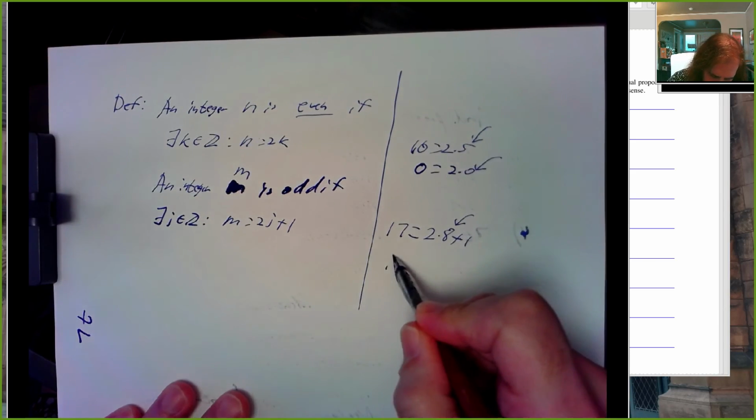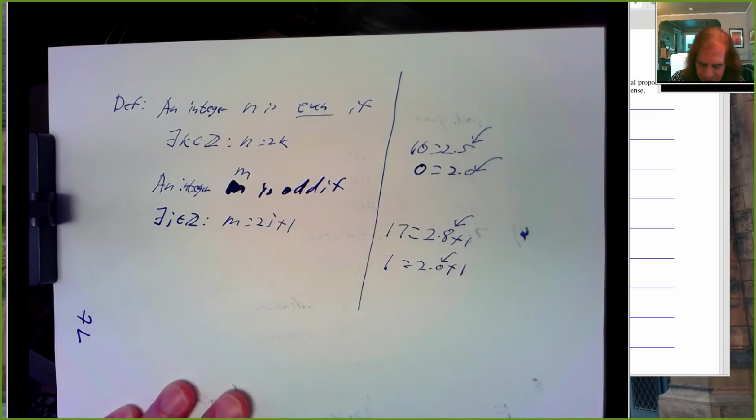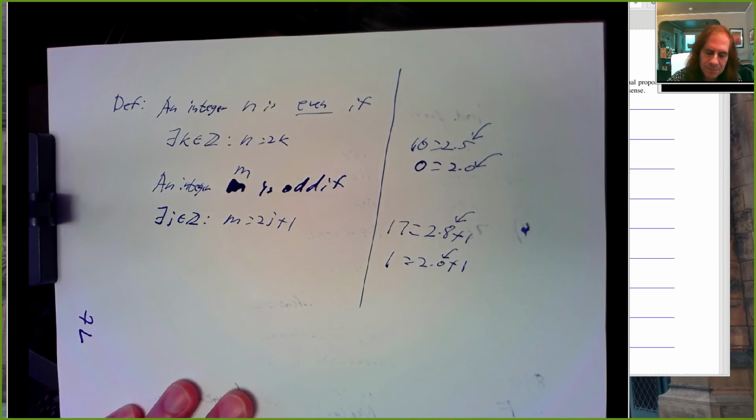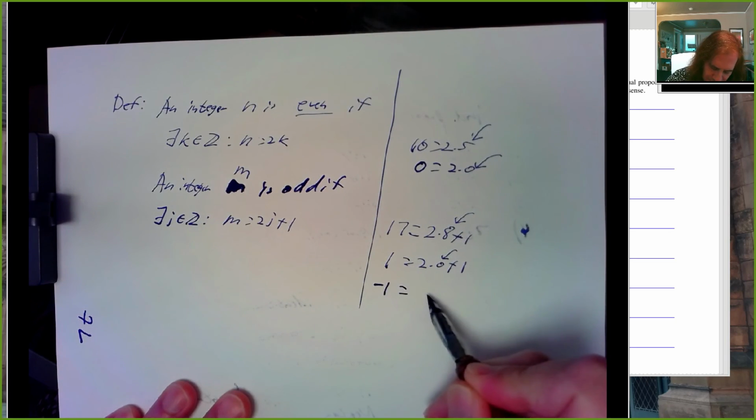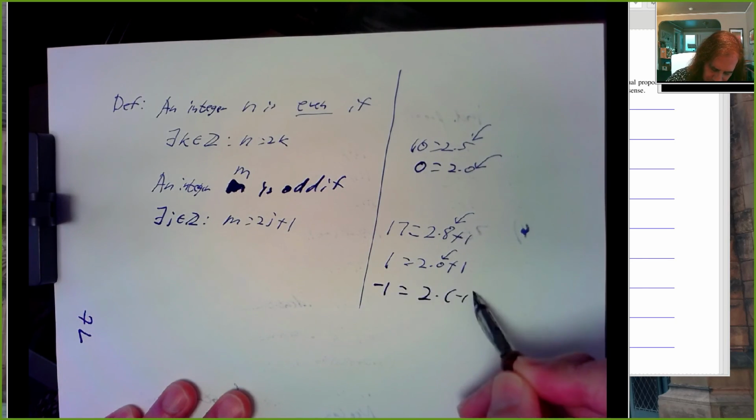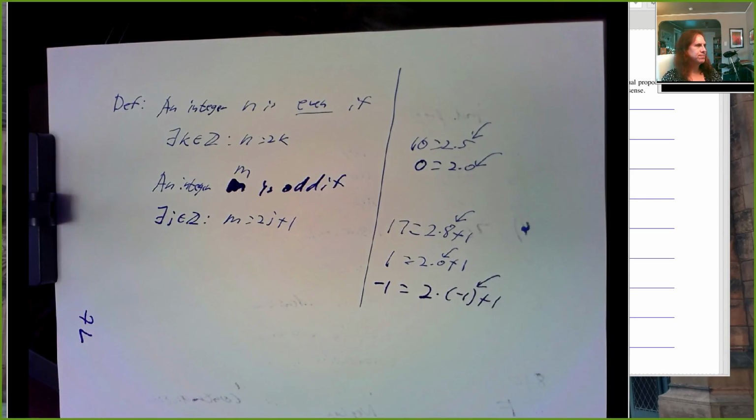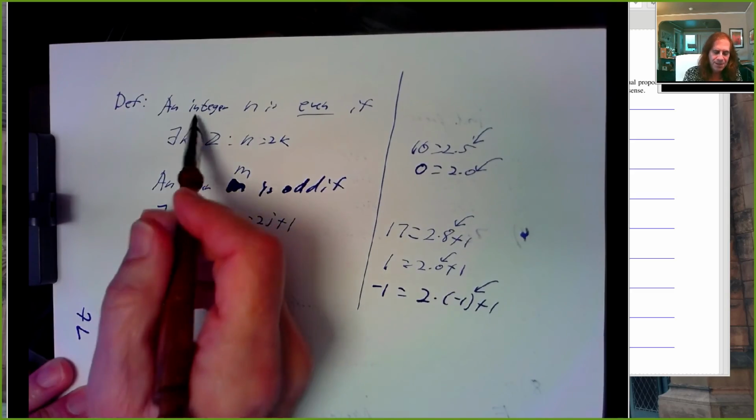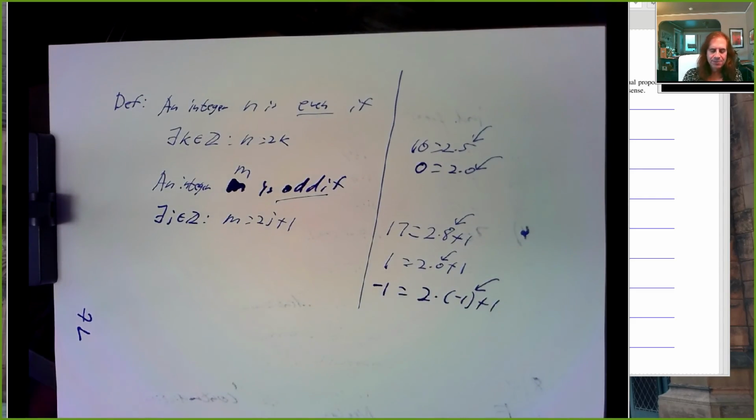The number 1 can be written as 2 times 0 plus 1. This is an integer, so 1 is odd. The number -1 can be written as 2 times -1 plus 1. This is an integer, so -1 is odd. So we know what evens and odds are, right? But this is a formal way of defining what it means for an integer to be even or to be odd. If it's even, we can write it as twice an integer.